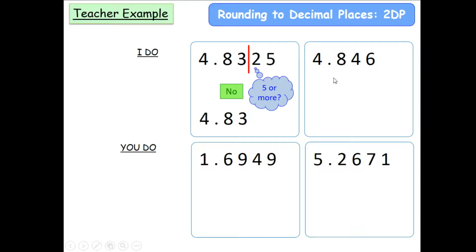Next question. Now again, I find my decimal point. Now I count 2 numbers after it. 1, 2, and there goes my line. Okay, so my line goes between the 4 and the 6. So now we look at the number after the line on your right hand side. Okay, is 6 5 or more? Yes. So now the 4 gets rounded up to 5. So the answer is 4.85.